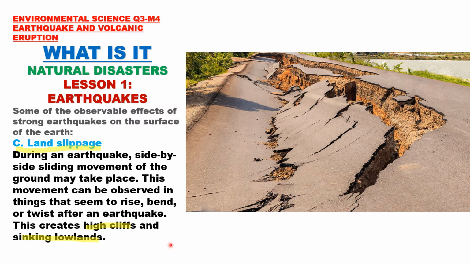So, in this picture, we have a road that had land slippage. One part of the road remains at the same level as before the earthquake, and one part of it slipped downward.